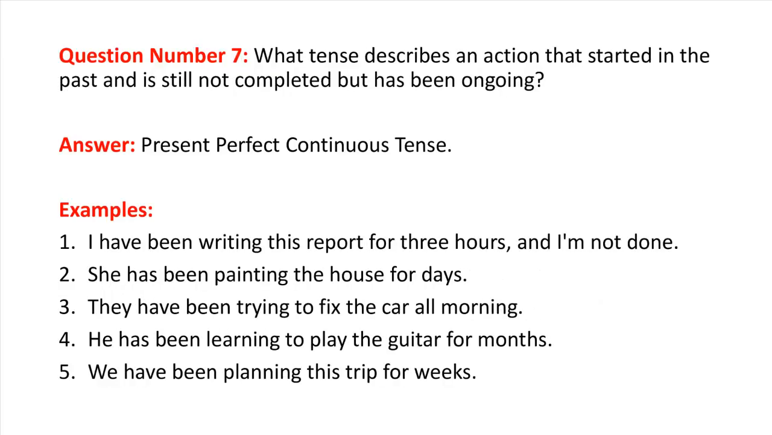Question number 7. What tense describes an action that started in the past and is still not completed but has been ongoing? Answer: present perfect continuous tense. Examples: I have been writing this report for 3 hours, and I'm not done. She has been painting the house for days.